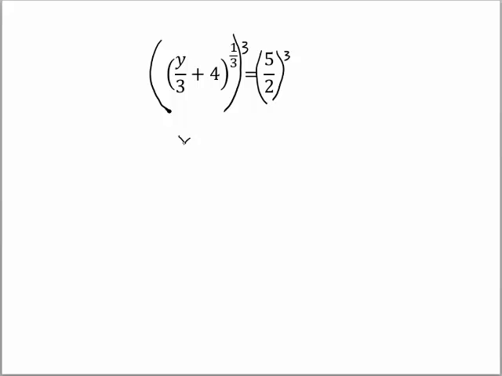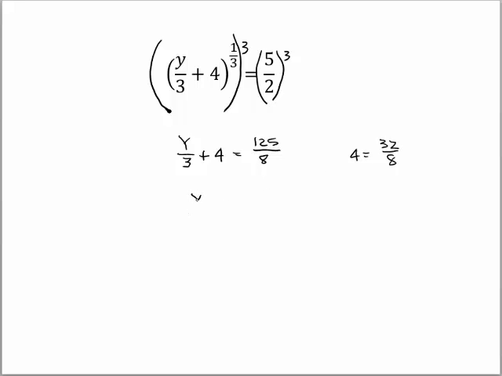So we end up with y over 3 plus 4 equals, let's see, 5 cubed is 125 over 8. All right, here comes your math skills. We have to subtract 4, but we have to make 4 equal how many eighths? 4 equals 32 eighths, doesn't it?